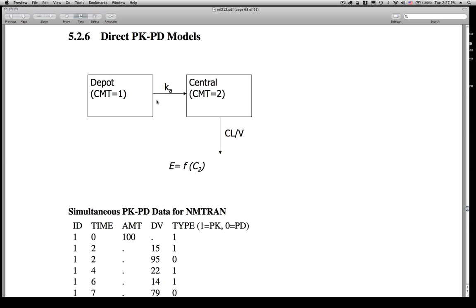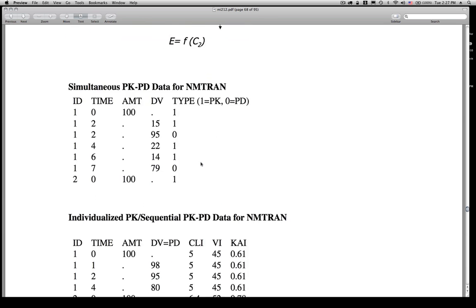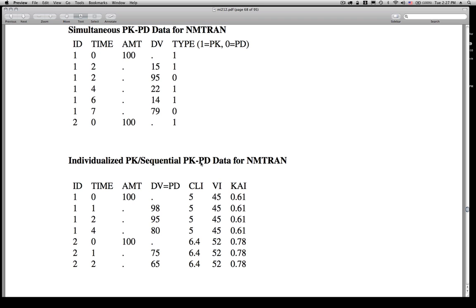So the PK system model is described above. The PD model is pretty simple here, just some general function of concentration in the central compartment. How do we do that? Well, let's look at two different ways of structuring the data set. So let's look at a simultaneous PK/PD fit first.